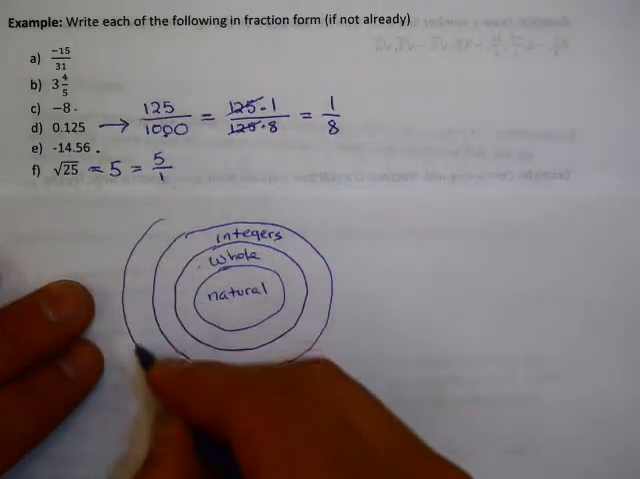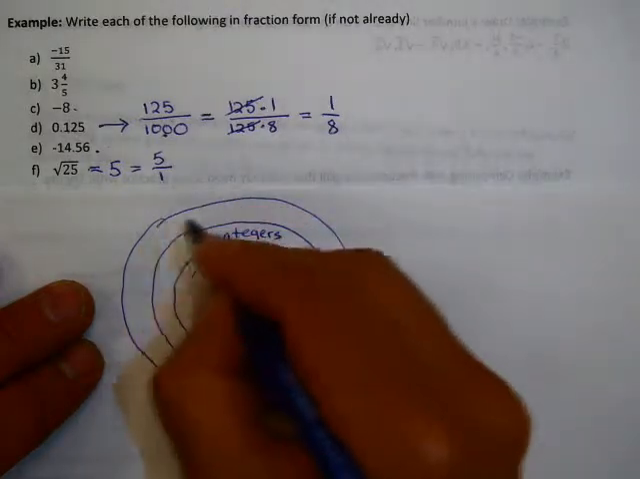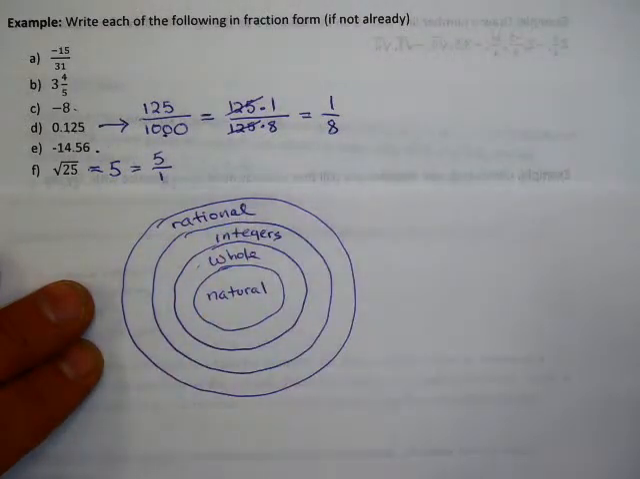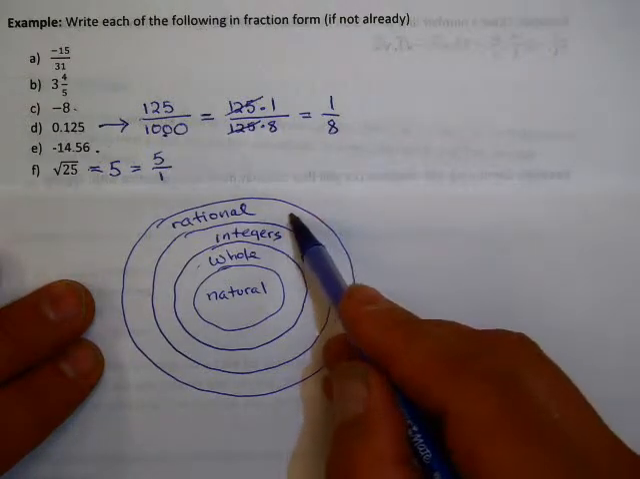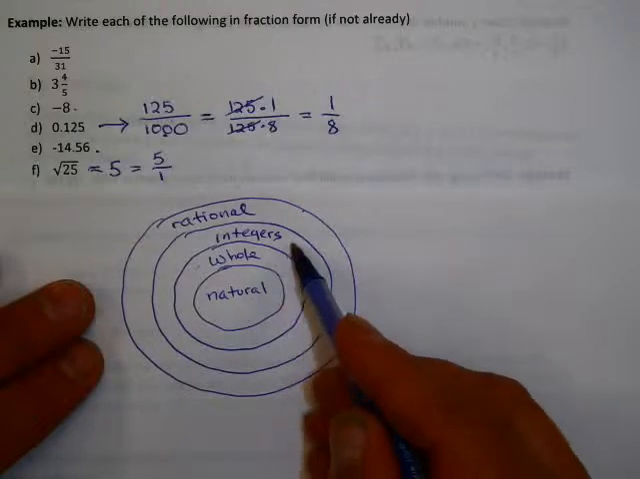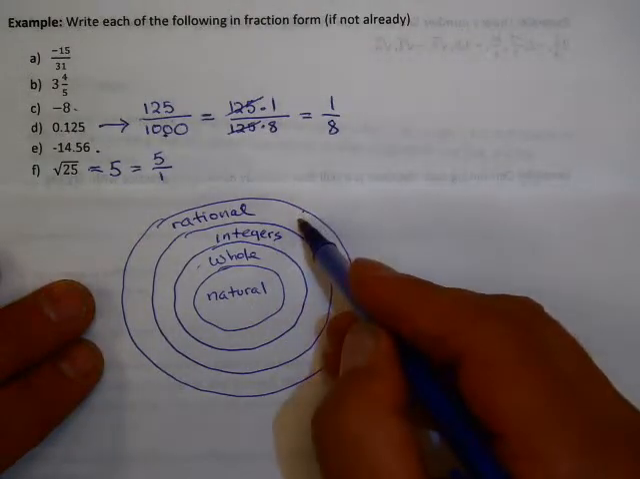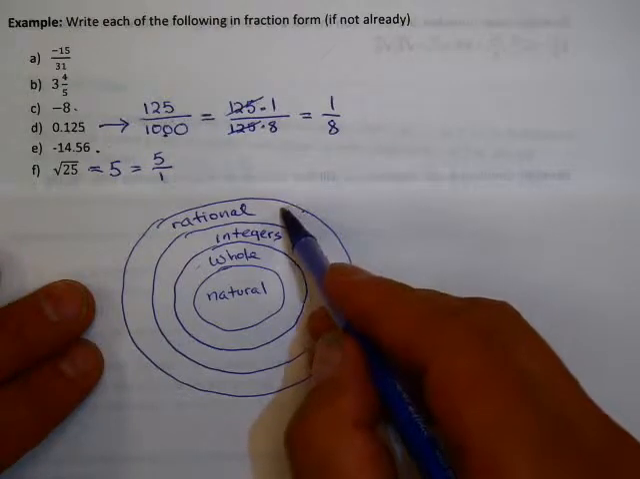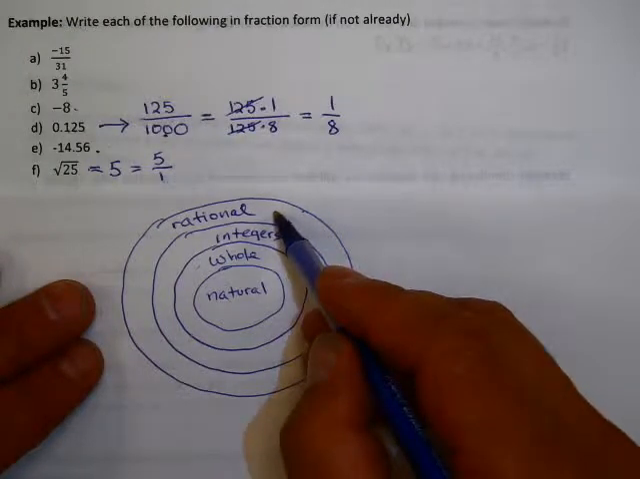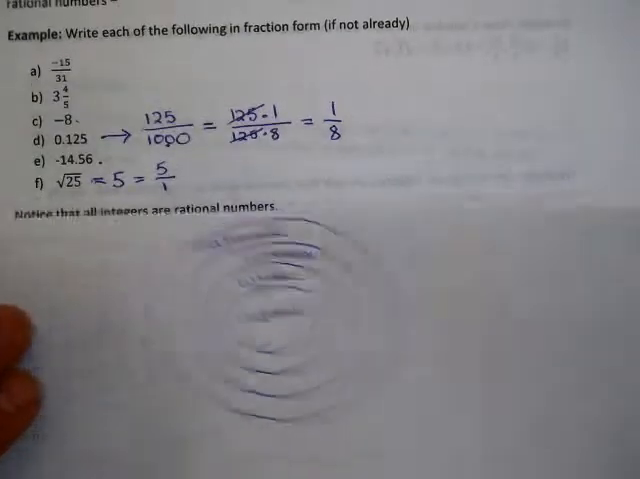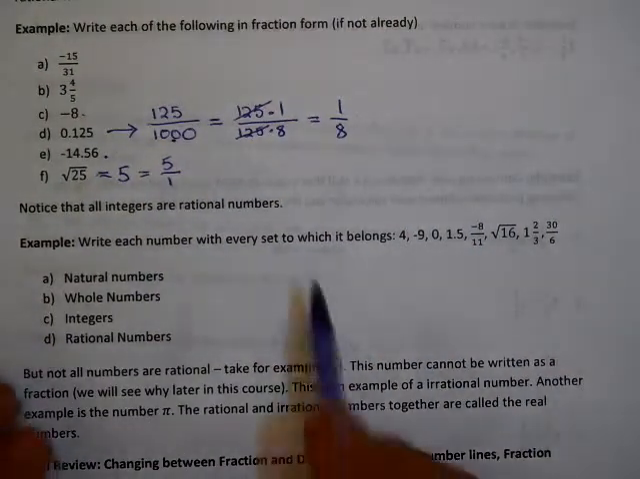And finally, the rational numbers, like this. And the rational numbers, everything inside this circle is a rational number, so all natural numbers, all whole numbers, all integers. But a rational number, the numbers out here are numbers like, well, minus 15 over 31. Fractions that cannot be reduced to whole numbers. So let's see if we can look at this example.